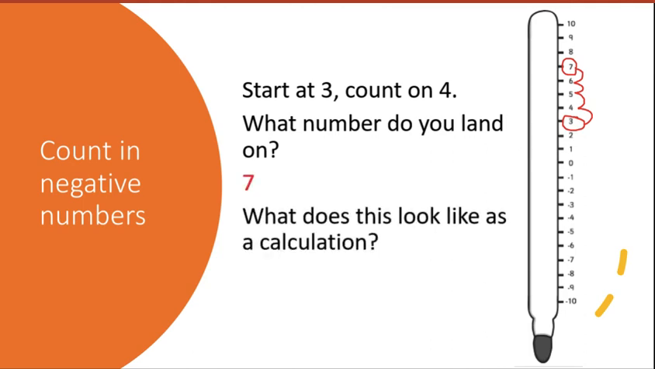So what does this look like as a calculation? I think you'll probably get there with this. It is 3 plus 4 is 7. We started on 3, we counted on 4, we got to 7. Easy so far, right?